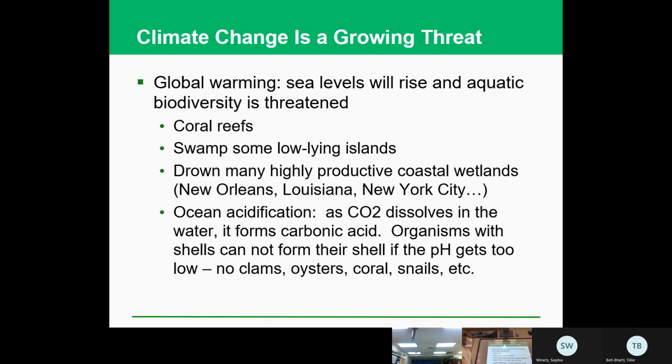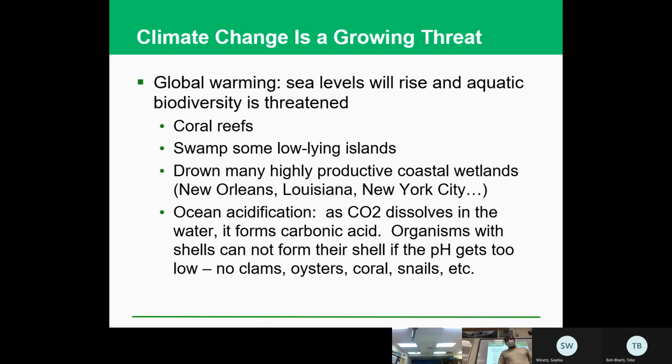We may lose some coastal wetlands. Here's our explanation of acidification. The warming of the ocean is also threatening coral reefs. Many of them are going through what we call coral bleaching, where they lose their color. A lot of that color is from algae that lives inside the coral symbiotically.